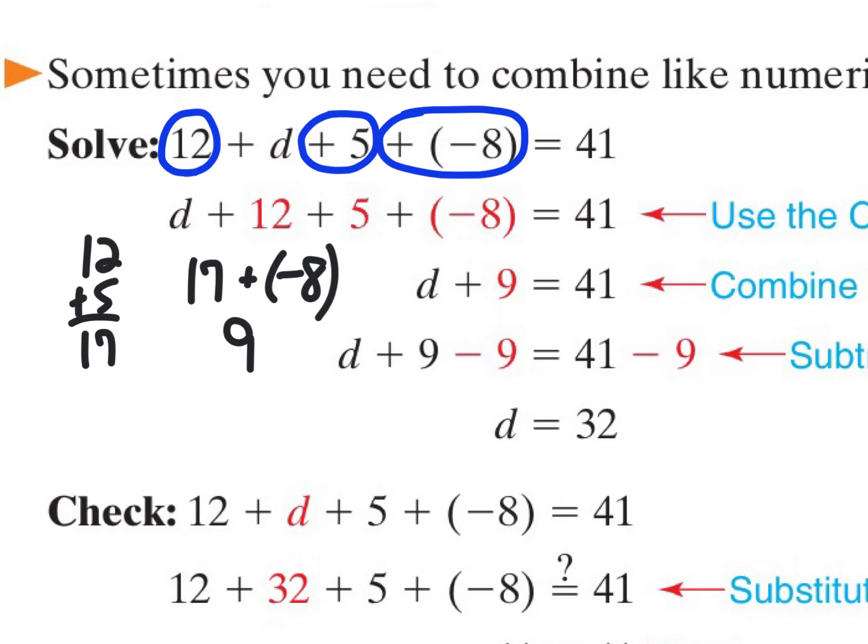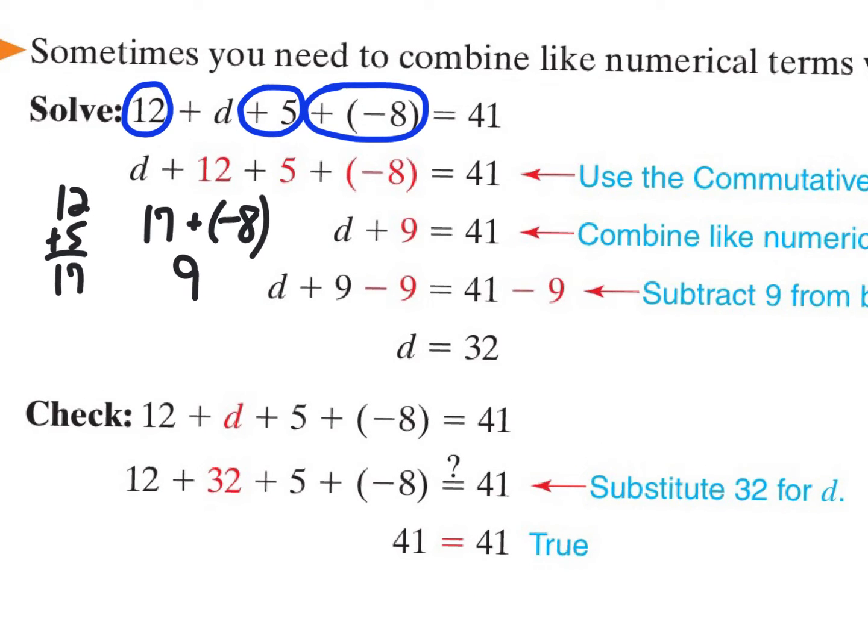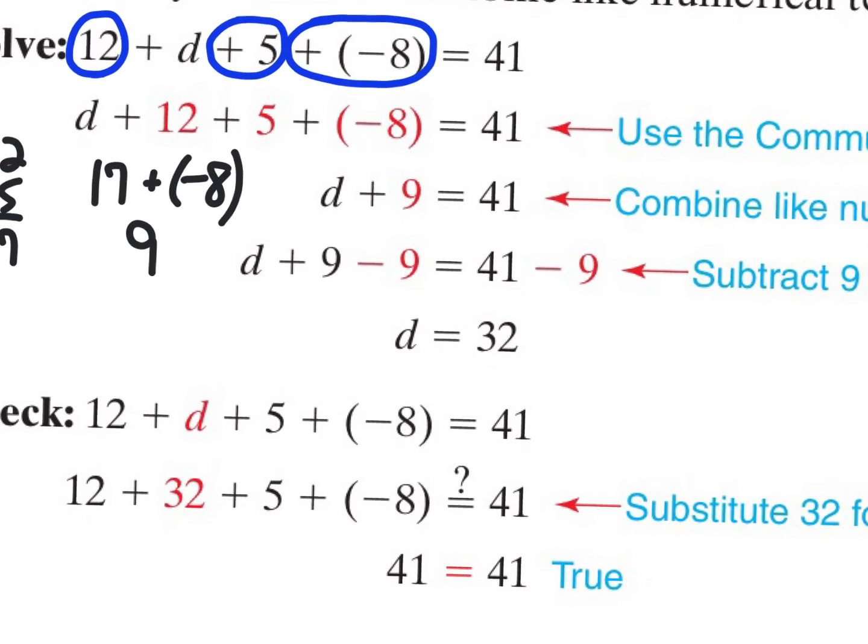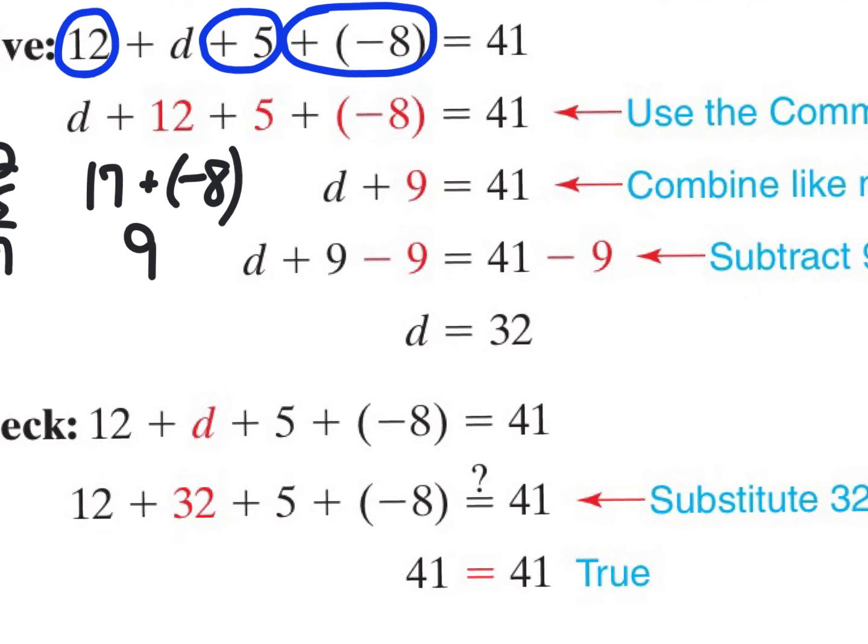So that simplifies the equation to where we have d plus 9 equals 41. And then they're adding 9, so we could subtract 9 on both sides of the equation. Again, keeping that equal sign coming straight down all this time. And then if you work that out, 41 minus 9 would be 32.